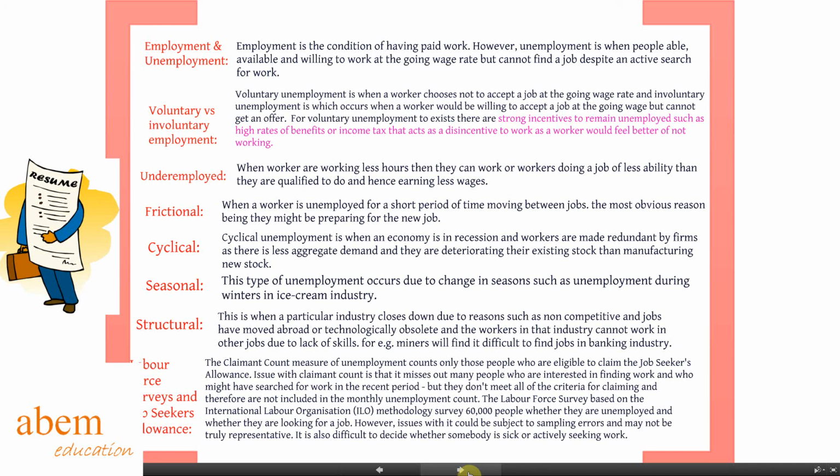The second one is the claimant count for Jobseeker's Allowance. Many people are claiming Jobseeker's Allowance, and so we can say many are unemployed. But the issue with the claimant count is that it misses out many people who are interested in finding work and have searched for work in the recent period. They don't meet all of the criteria for claiming and therefore are not included in the monthly unemployment count, so they're not paid Jobseeker's Allowance.